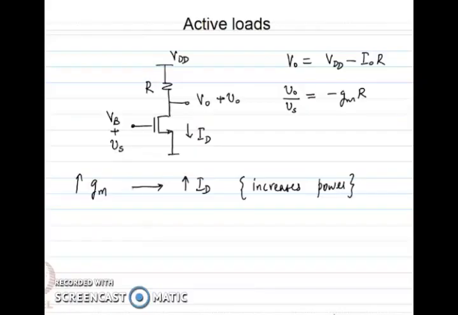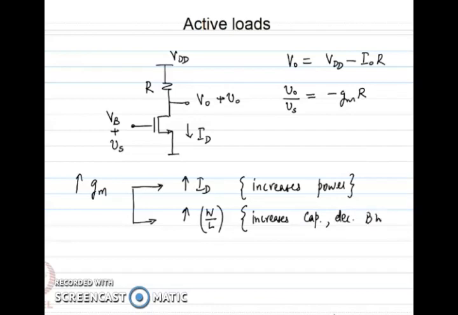The other way to increase the gain is to increase the W by L ratio. Since W by L is directly related to Gm, I can increase W by L. But if I increase W by L, definitely the capacitance also increases. And moreover, the bandwidth will be reduced, and I don't want this to happen. I want my bandwidth to remain constant.